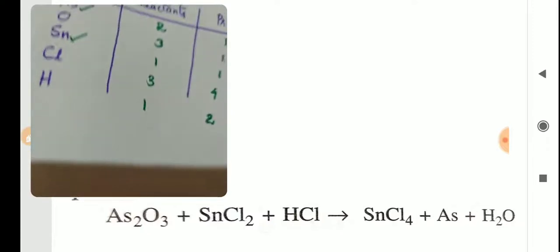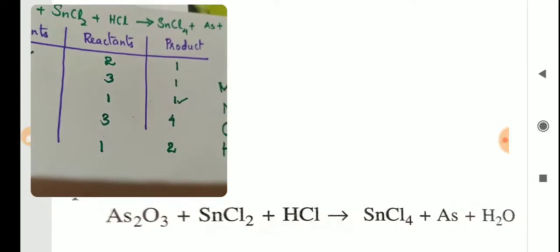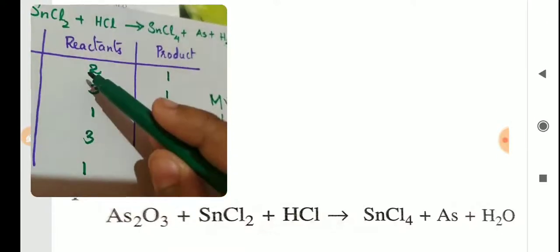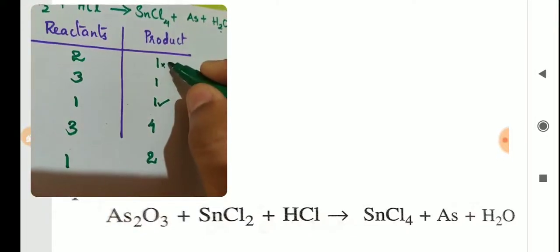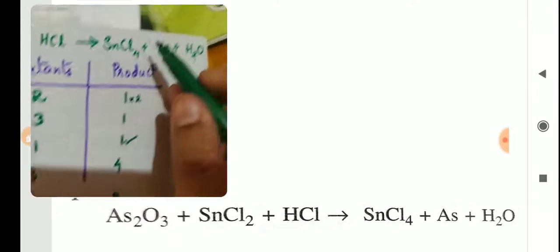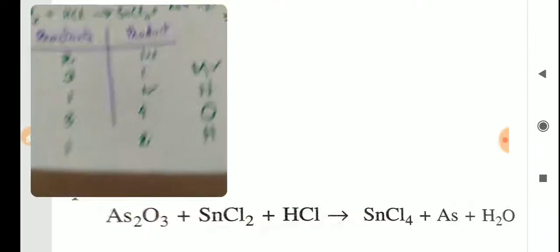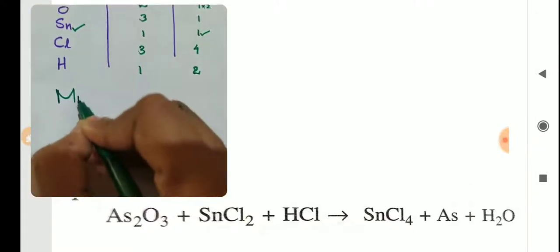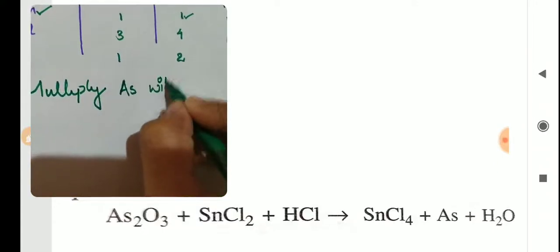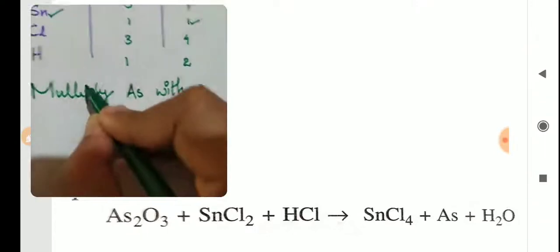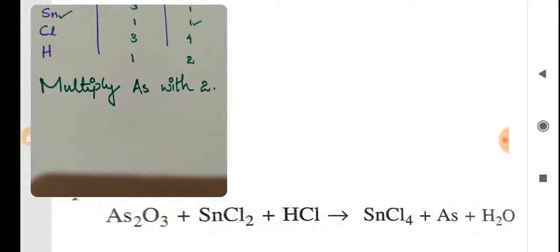Arsenic first. Tin is already balanced, 1 and 1. Okay, only arsenic you have to balance. 2 in the reactant side and 1 in the product side. How will you balance? Multiply with 2. What do you have to multiply with 2? In the product side, arsenic is there. Arsenic you have to multiply with 2. So I am writing that here. Okay, multiply arsenic with 2.